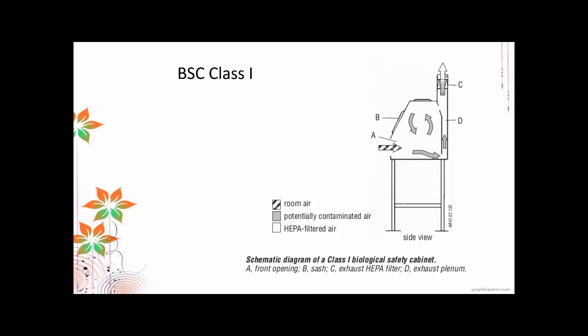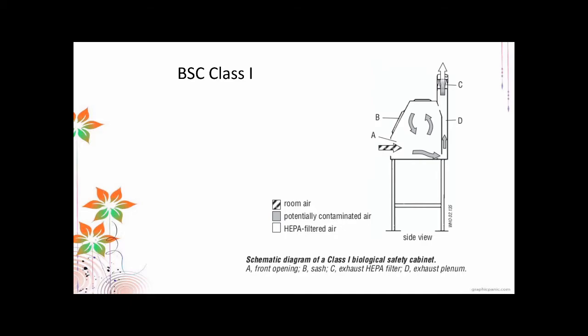So here is the class 1 biosafety cabinet. In a class 1 cabinet, it's designed mainly for personal protection. As you can see here, it allows the entry of the room air, so the outside air can enter. That means there is basically no product protection.